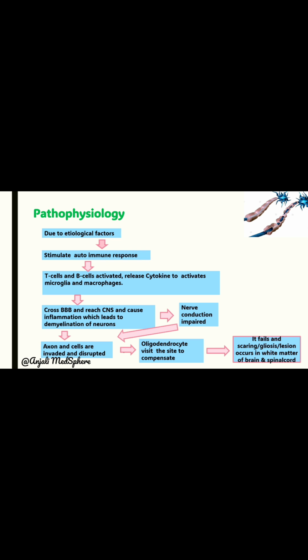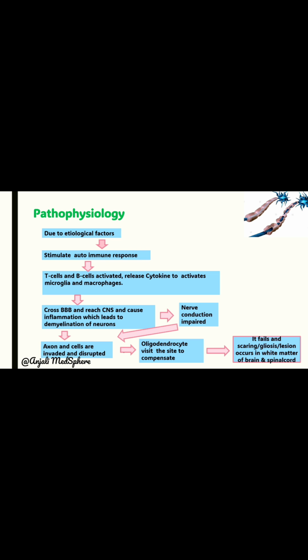We know that the presence of the myelin sheath helps in the normal transmission of electrical and chemical signals between the neurons. So nerve conduction is impaired when the myelin sheath is disrupted. This disruption will invade the axons and the cells, and the oligodendrocytes present on the neurons will try to compensate, but eventually those cells also lose their functionality, and finally this will lead to scarring, otherwise known as gliosis, plaques or lesions.